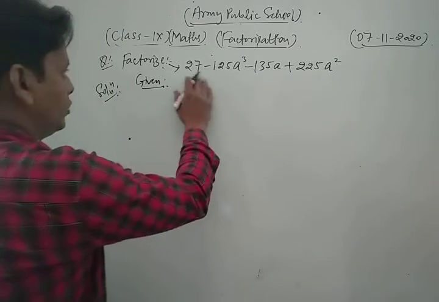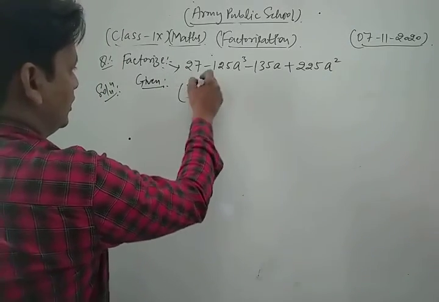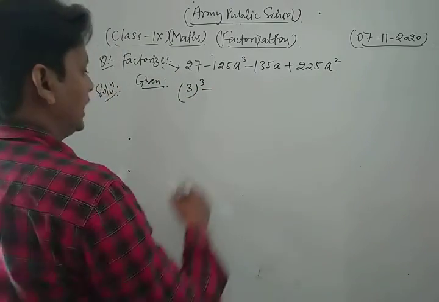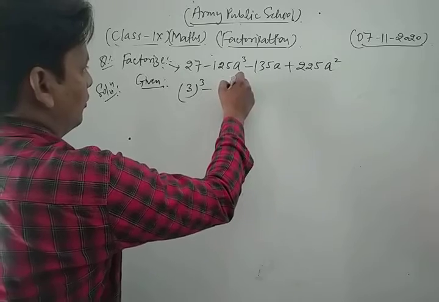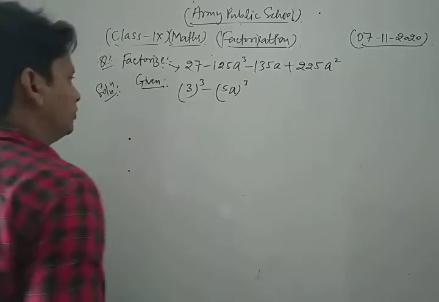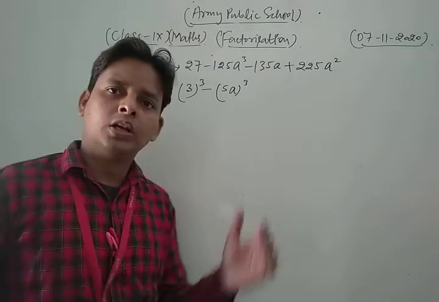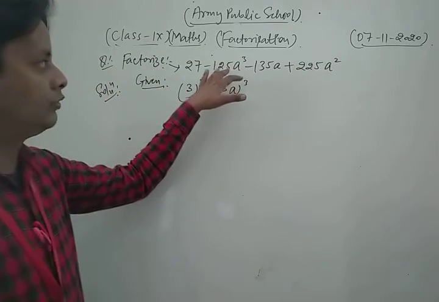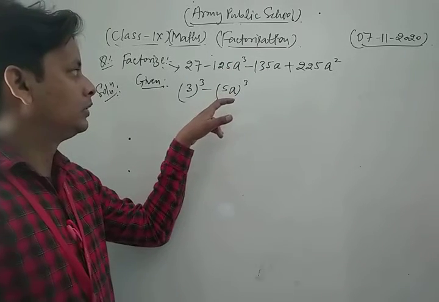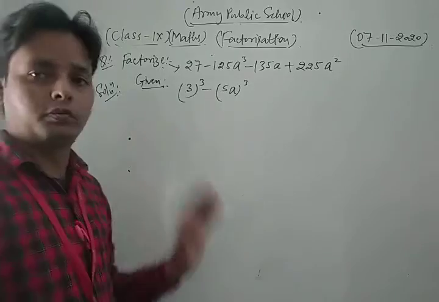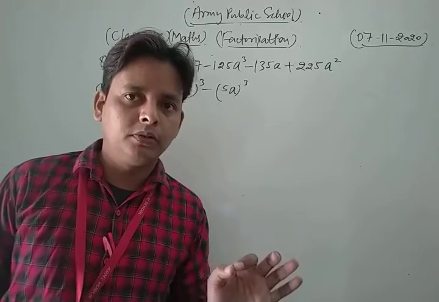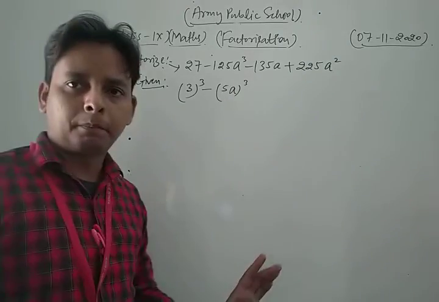Now we can write 27 as 3 cube, minus 125a cube. Write what? 5a cube. Okay, dear students? We can write 125a cube as 5a whole cube, because 5 into 5 into 5 is 125. So we can write 5a whole cube.